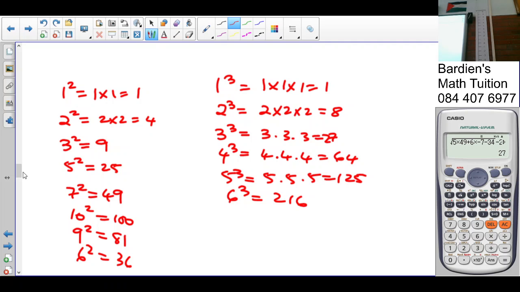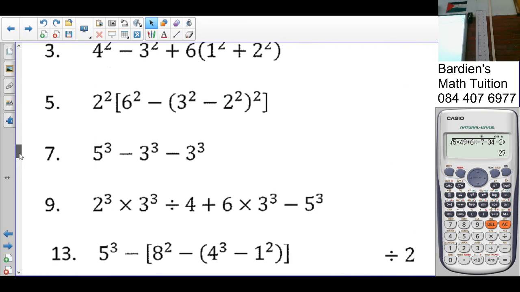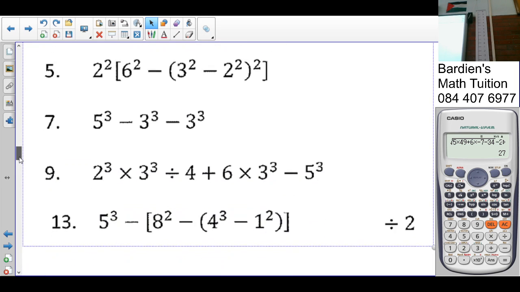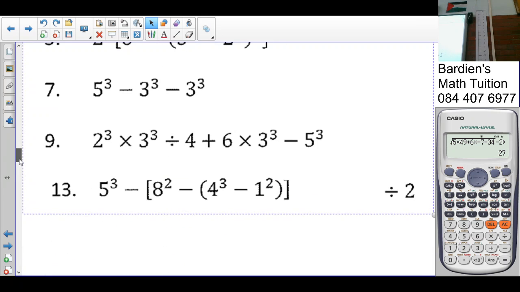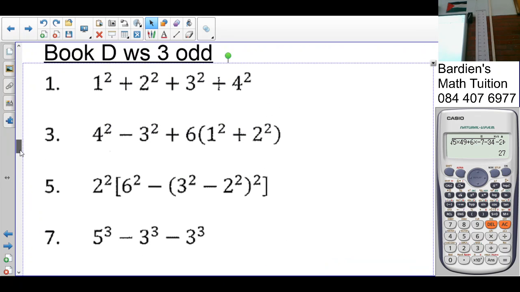Not so. So now with that information, we're now going to look at the following sums here. Okay. We're looking at the odd numbers on page 3, odd numbers worksheet 3. Okay. Let's look at the first one. 1 squared plus 2 squared plus 3 squared plus 4 squared. Okay, so write this sum down quickly.